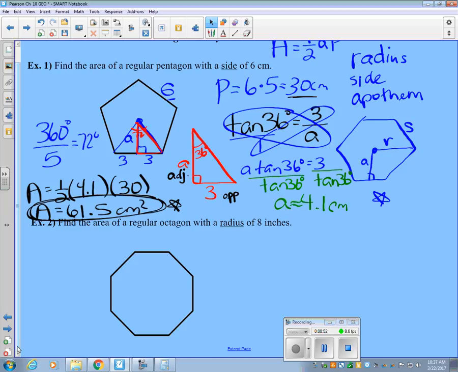Octagon. All right, Krista, how many sides does an octagon have? 8 sides. These are my tentacles. There. 8 sides running around. Okay, so it's got 8 sides.